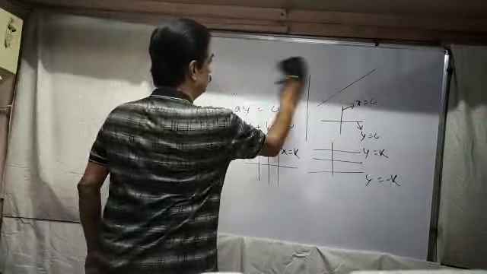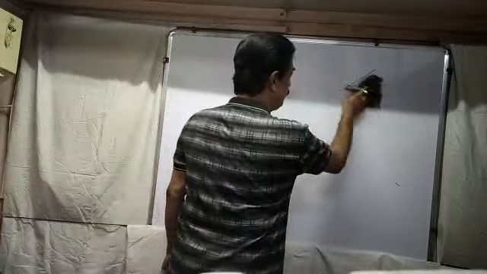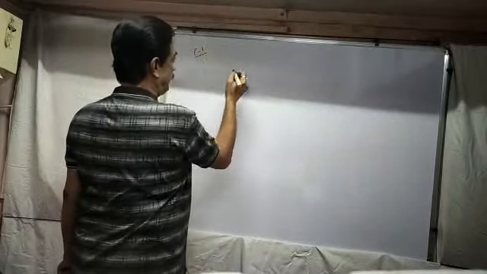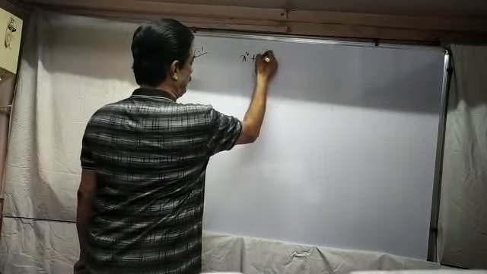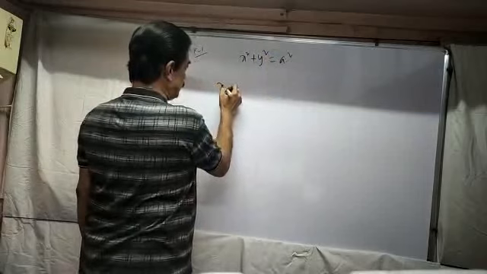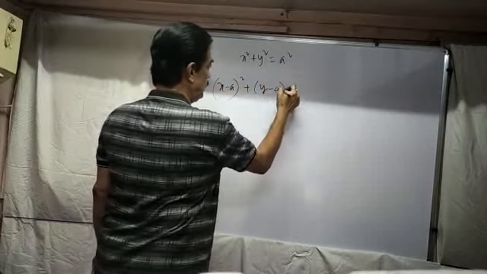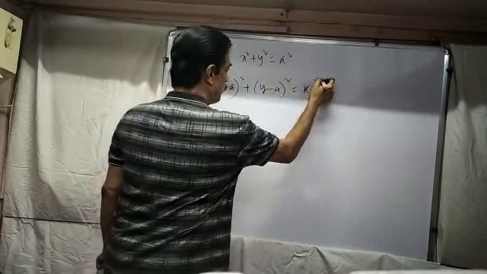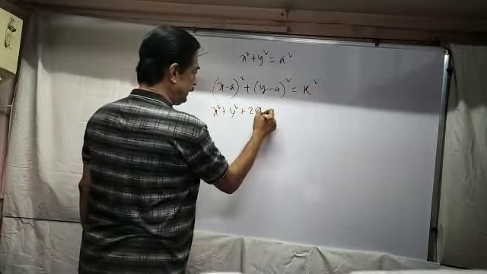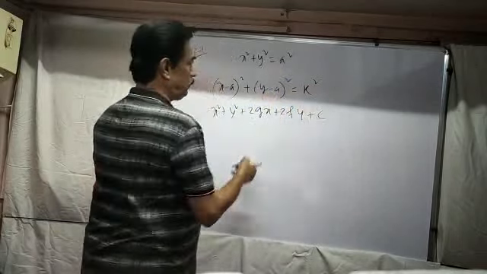Now case 2. Remember the standard form of the curve. Case 2: x square plus y square equal to a square, or x minus a whole square plus y minus a whole square equal to k square, or x square plus y square plus twice gx plus twice fy plus c equal to 0. Three forms.